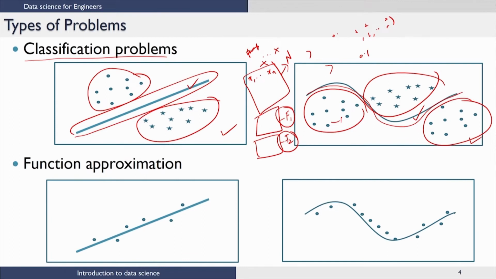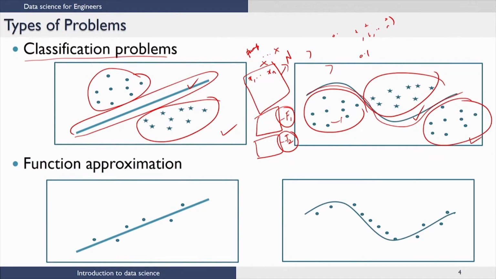Now, the minute you go to the nonlinear domain, there are infinite number of functional forms that you can choose. How do you choose one that works for you is an interesting and important question that one needs to answer. So, that is as far as classification problems are concerned.